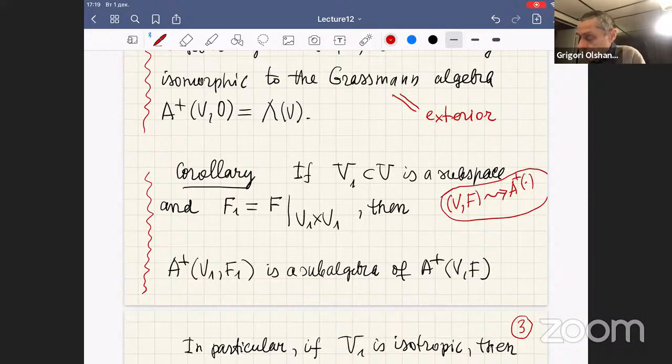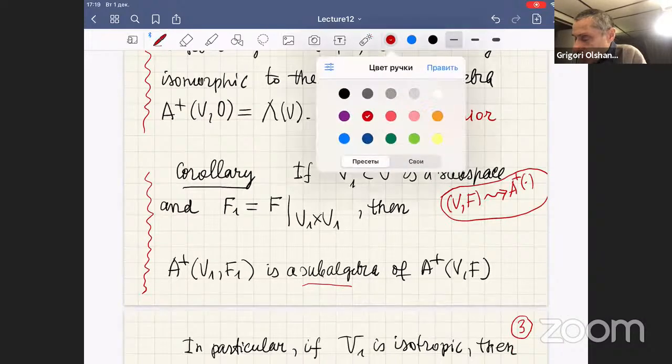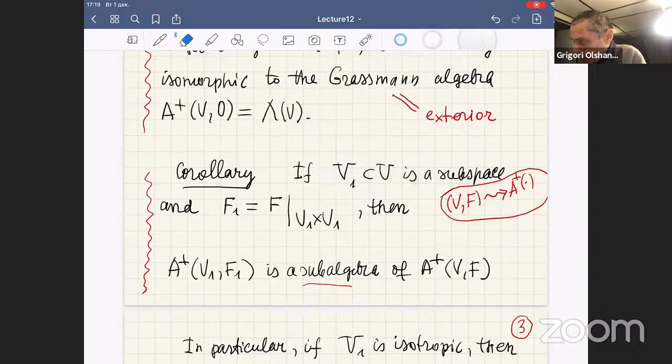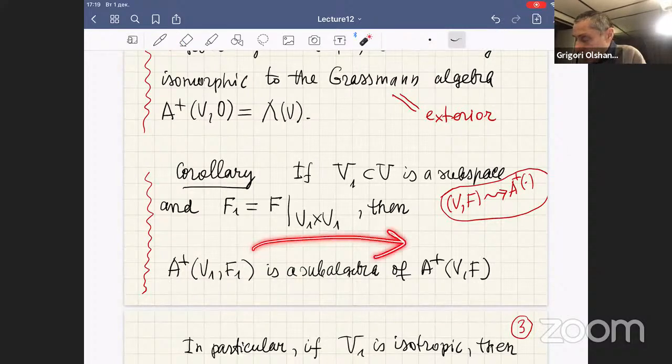So to any morphism of quadratic spaces, say an embedding, there corresponds a morphism of Clifford algebras. But what is not evident at first glance is that it is a subalgebra. What I would like to emphasize, a little bit not evident fact, is that this map is an embedding, it is injective.